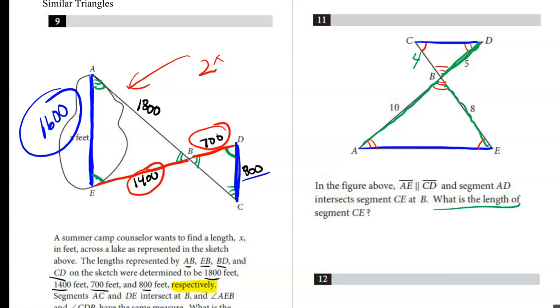Final answer is, what is the length of CE? Well, CE is this whole thing. So I need to add the 8 plus 4 to get a final answer of 12.